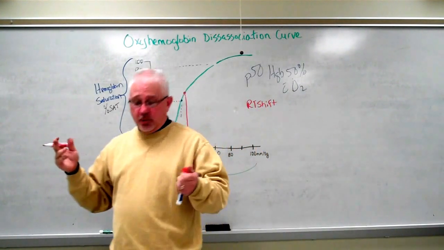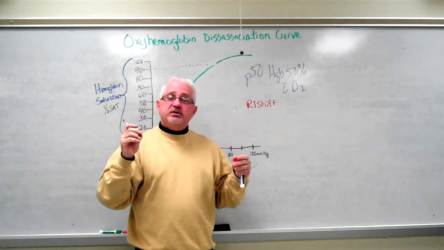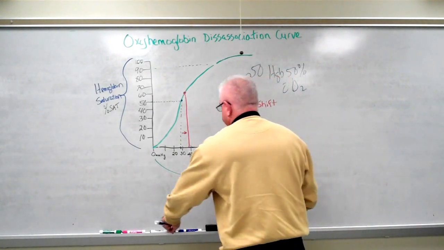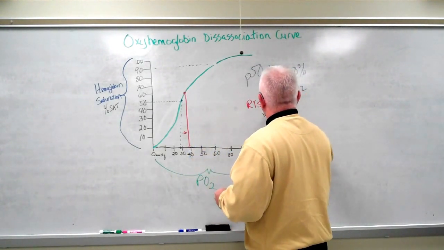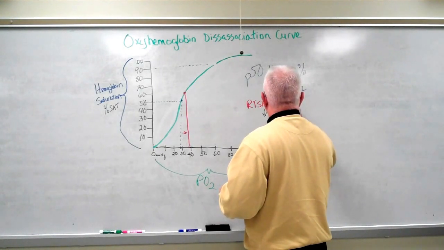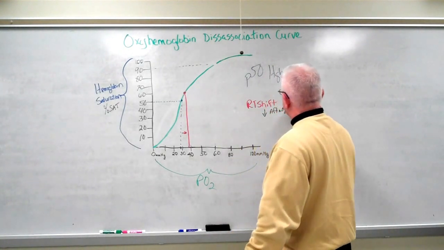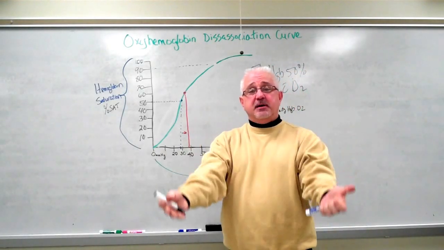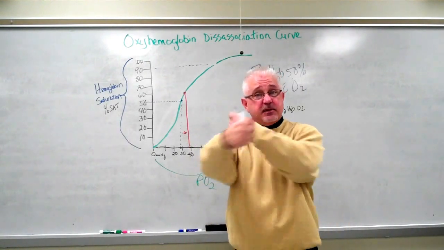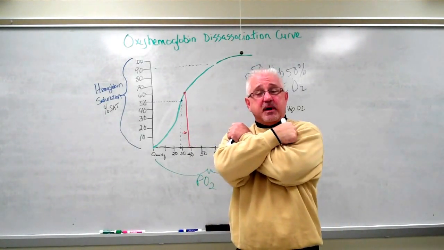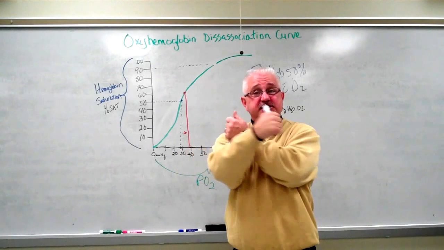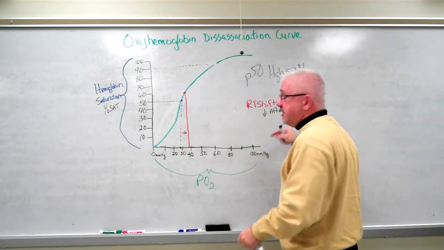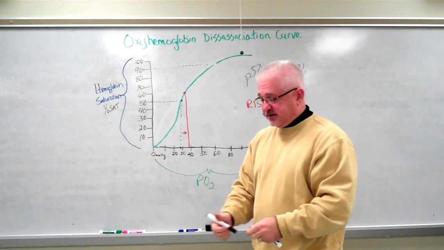If it shifted to the right, a right shift in the oxyhemoglobin dissociation curve will specifically tell us some key things. One, if it's a right shift, we're going to see a decreased affinity of the hemoglobin molecule for O2. That means it's going to dump oxygen readily to the tissue. The hemoglobin's not going to hold on to the oxygen molecule very tightly. Affinity means attraction, or a strong bond. And if it has a decreased affinity, it's dumping the oxygen to the tissue.